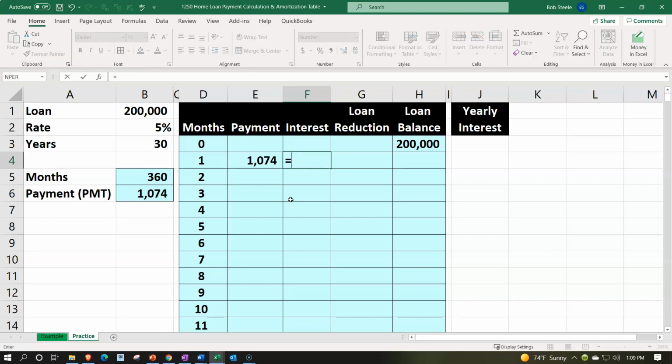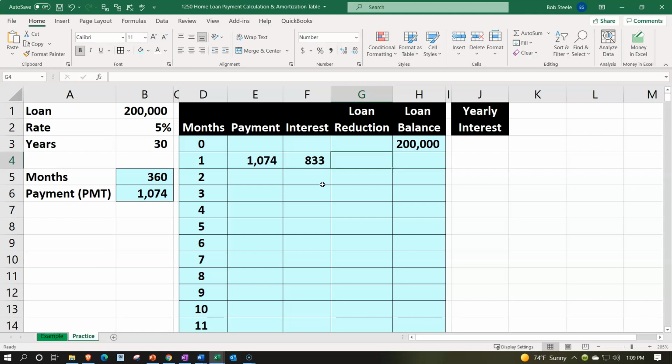Then the interest will be equal to that 200,000 times the 5%. That 5% is outside the table. I don't want it to move down when I copy down. Therefore, I'm going to make it an absolute reference, selecting F4 on the keyboard, $ before the B and 2. Then I'm going to divide that by 12, and I'm just going to hard code the 12, meaning it's going to copy down as we copy down as well. Hard code meaning typed it in there.